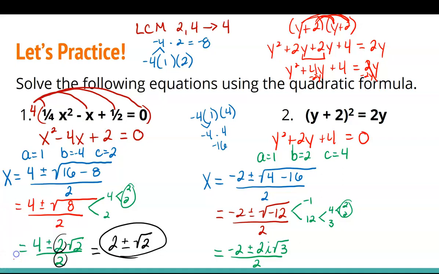And our last step, we need to look for a way to reduce. So we're looking at all the coefficients, which they're all 2's, or we have the negative 2, so they can all be reduced by 2. So our final answer is a negative 1 plus or minus. 2 divided by 2 is 1, so we're just left with i root 3. All over 1, dividing by 1 doesn't do anything, so that's going to be our final answer.